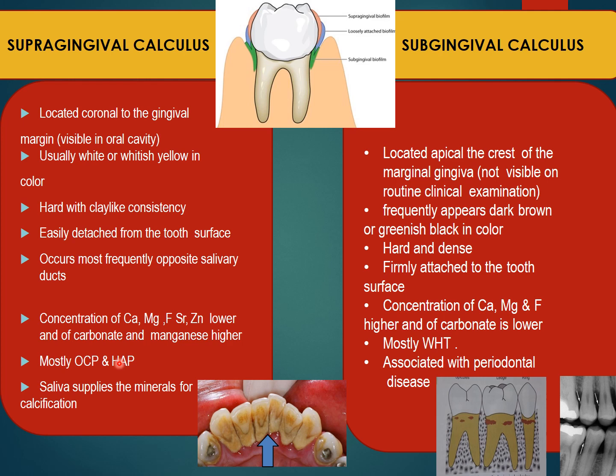Saliva supplies the minerals for calcification of supragingival calculus, and subgingival calculus is seen mostly in the subgingival area where there is a periodontal pocket. So the main source is GCF.